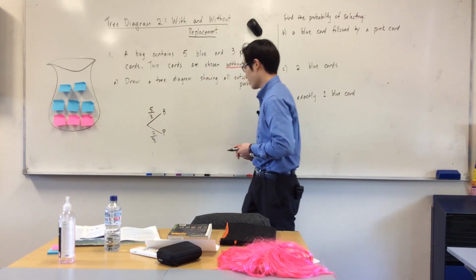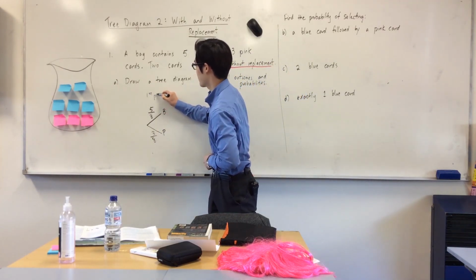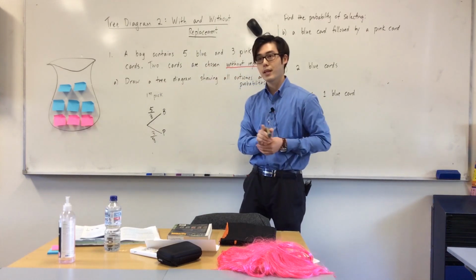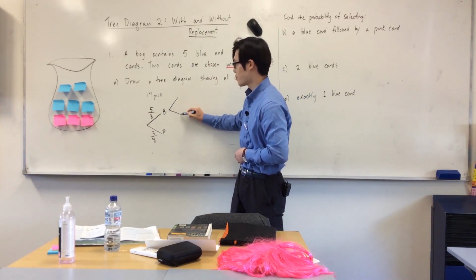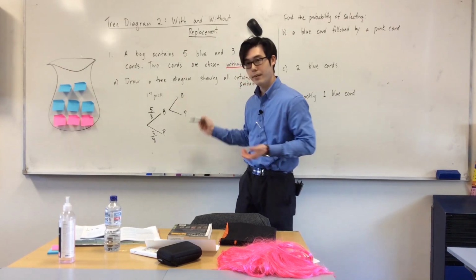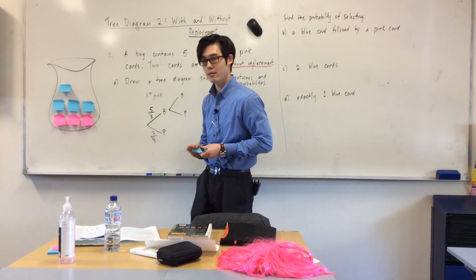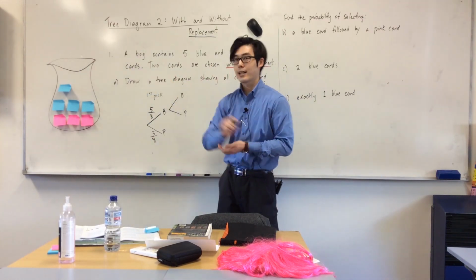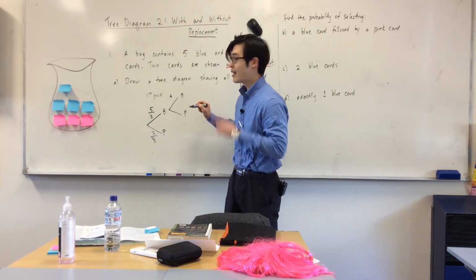Okay, good. Now, this is my first pick. These are my options for my first pick. Now, for my second pick, let's say I chose blue. After I choose a blue card, I have the option of choosing again a blue card or a pink card. Let's say I chose blue. That means I'm going to take a blue card out. How many blue cards are there now? 4 out of what? 8. That's the tricky part.